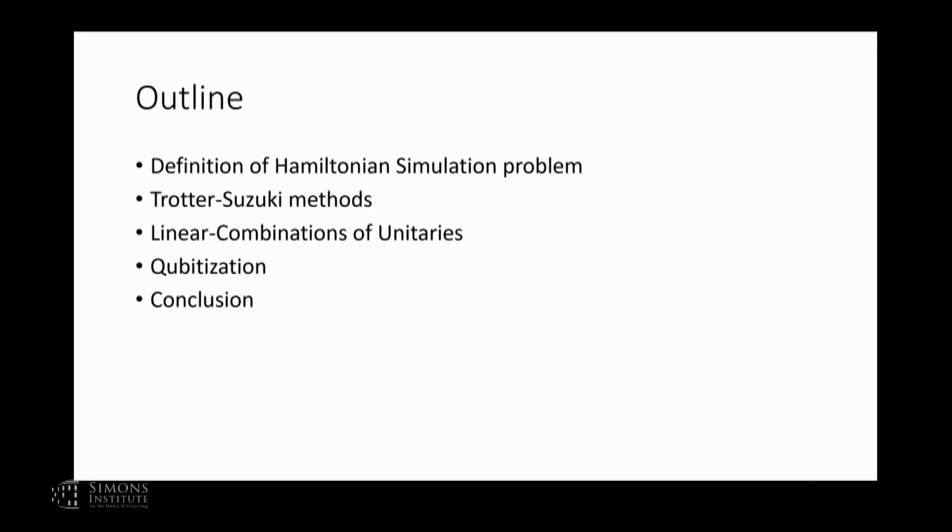The first and easiest of these is Trotter-based methods for quantum simulation, then linear combinations of unitaries methods, and finally, qubitization. These names will make a little bit more sense. I can't guarantee they'll make 100% sense, but they'll make a little bit more sense by the time I make it to the end.